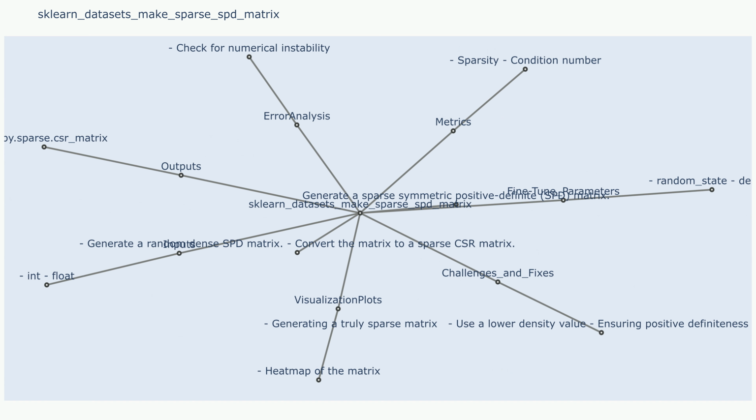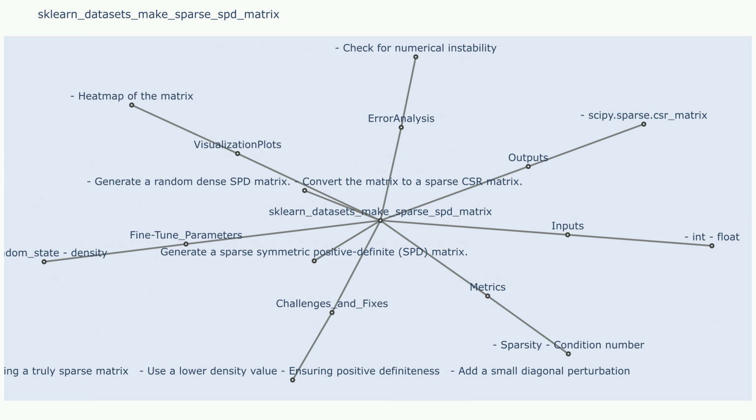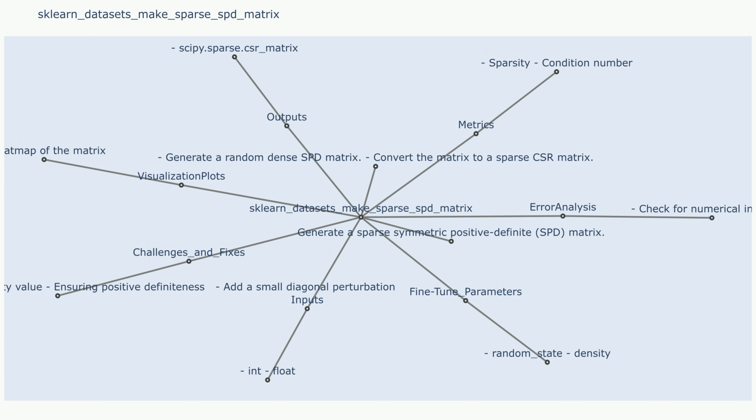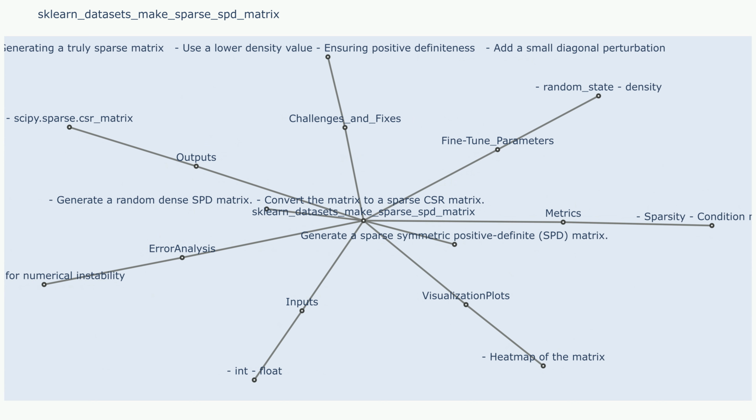Challenges and fixes. Challenge 1: the generated sparse matrix might not be perfectly positive definite in extreme cases of sparsity. Sample use case that resulted in challenge 1: when using a very small value for alpha, the matrix might have near zero eigenvalues, making it nearly singular. Fixes to challenge 1: increase the value of alpha slightly to ensure positive definiteness.